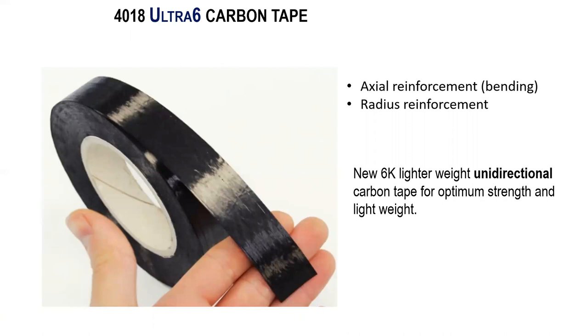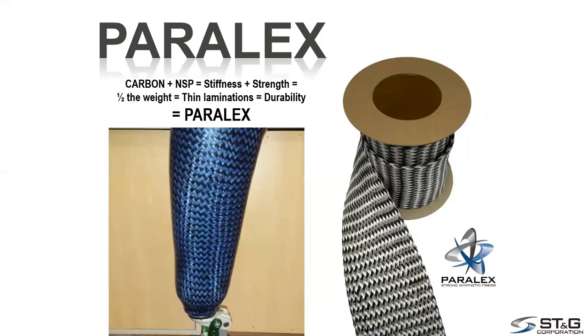When we talk about tape, we have NSP tape, we have carbon tape, we have the Ultra 6 tape. So it's, again, a high quality unidirectional tape. We also have Paralex, which is very nice. We talked about the curve that it generated. It performed similar to carbon fiber, but it took more energy. And the reason is because now you have two materials interwoven to each other. And what it's doing is it's providing its own I-beam effect. So now you've separated the carbon with the NSP, and you've also separated the NSP with the carbon fiber, which is really nice because you have a good compromise.